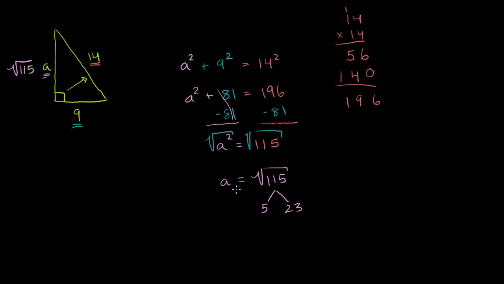Now, if you want to get a sense of roughly how large the square root of 115 is, think about it: the square root of 100 is equal to 10, and the square root of 121 is equal to 11. So this value right here is going to be someplace in between 10 and 11, which makes sense if you think about it visually.